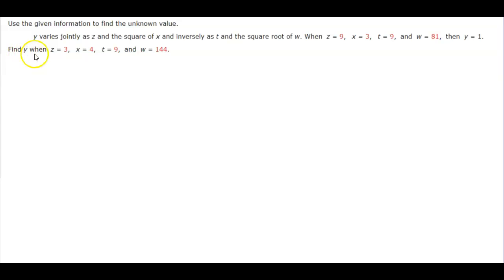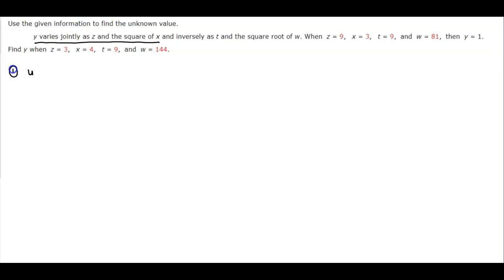And then we want to find y when z is equal to 3, x is equal to 4, t is equal to 9, and w is equal to 144. So the first thing we need to talk about is our form. So y varies jointly as z and the square of x.